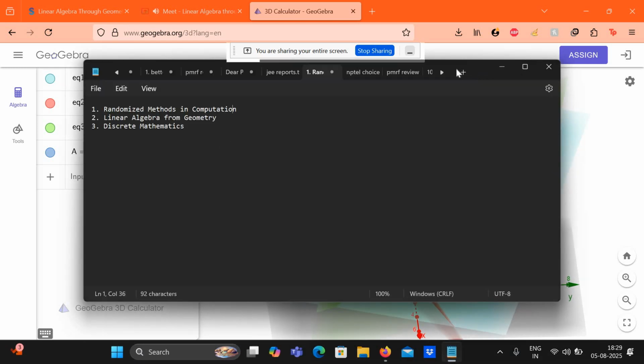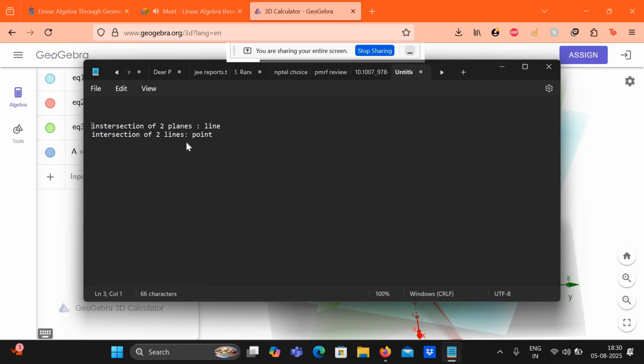Exactly. So for example, the intersection of two planes will give me what? A line. But then these two planes are in 3D. They need to be in 3D, right? Yes. And the intersection of two lines will give me a point. And you can't go below that. You can't say intersection of 2 points.